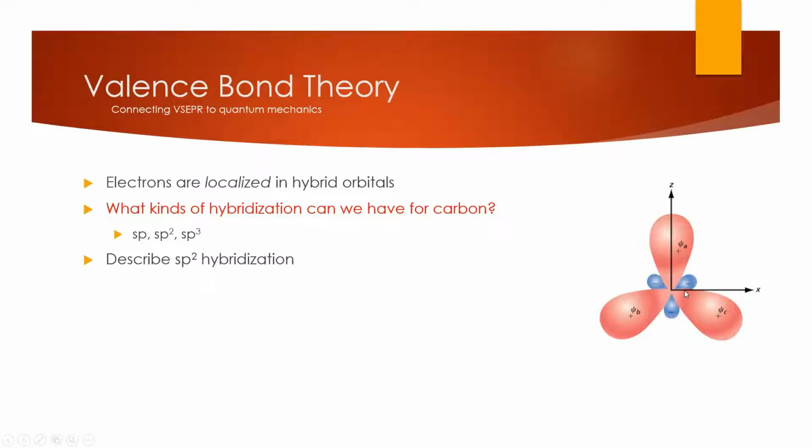What we can do at this point is actually do the math. We have enough math developed in this class that we can add together s and p orbitals and come up with the sp2 hybrid orbitals. So let's go ahead and look into this.